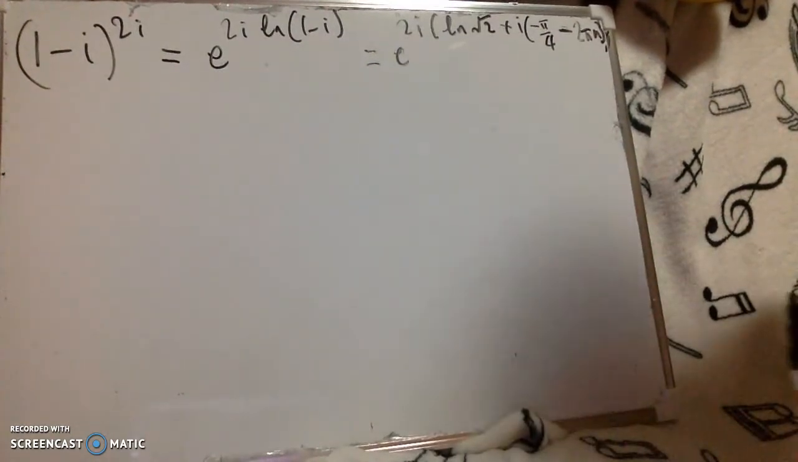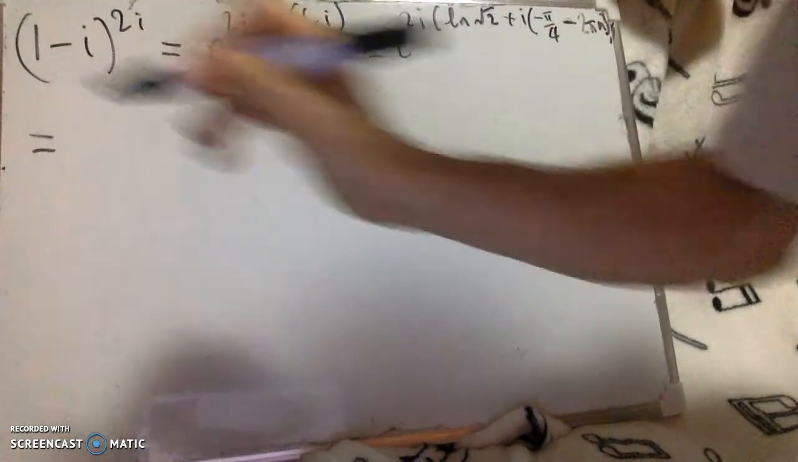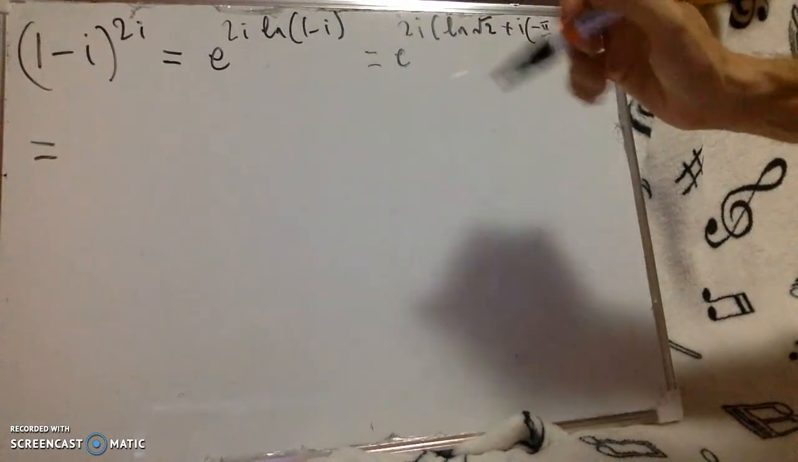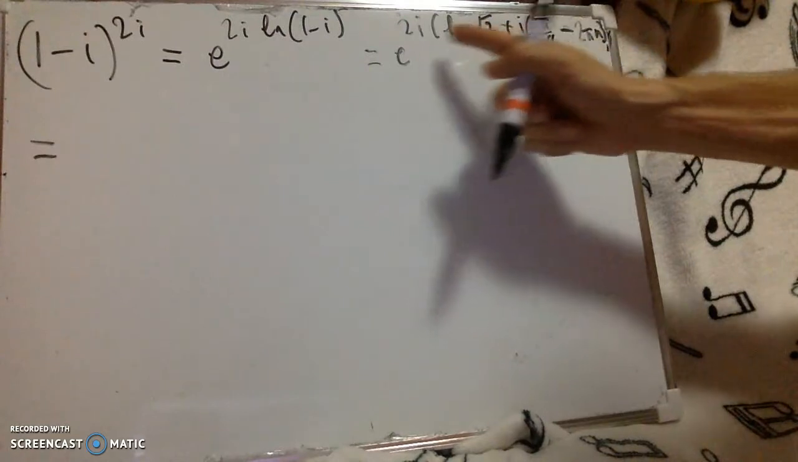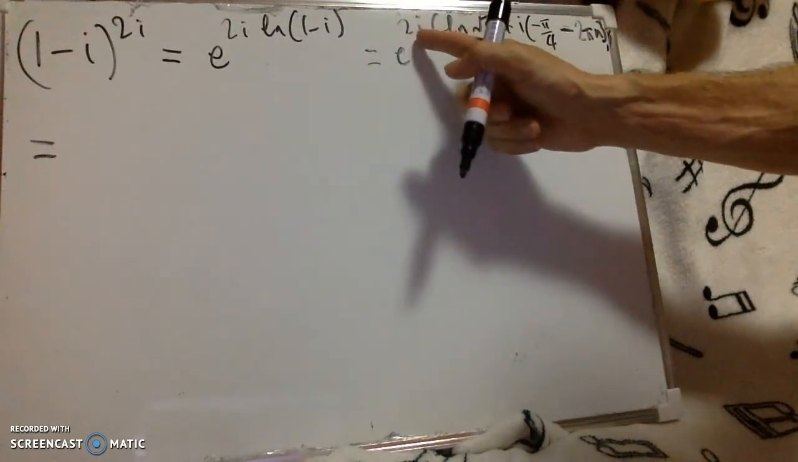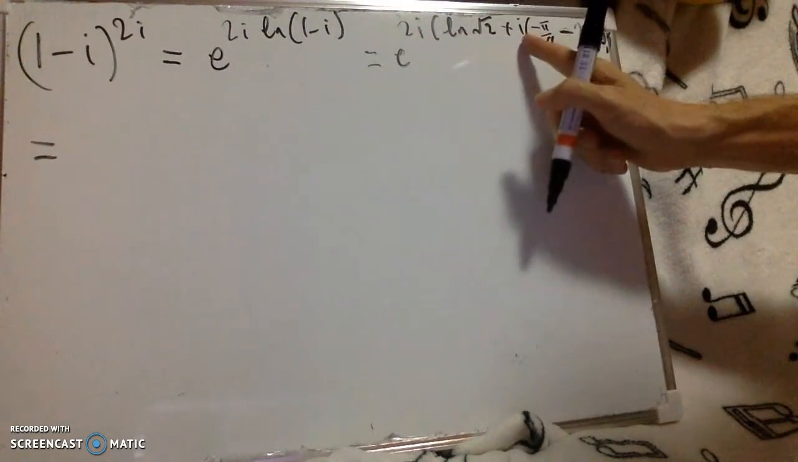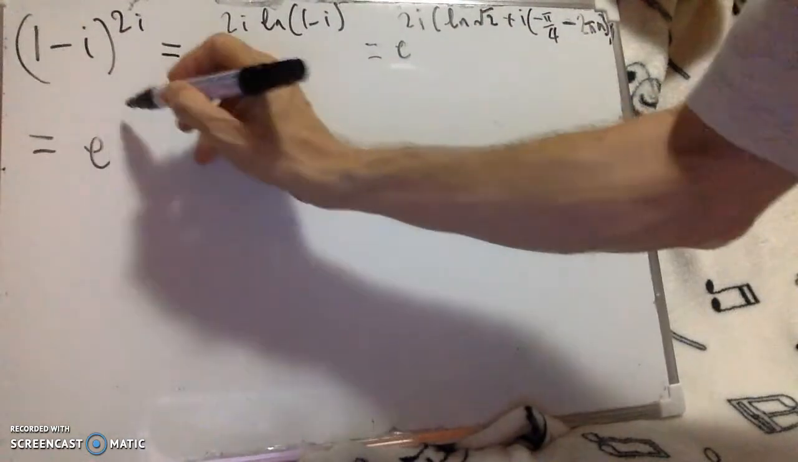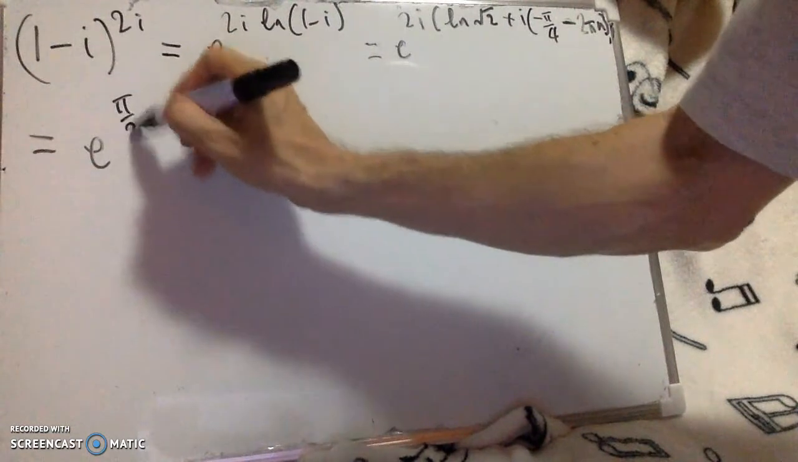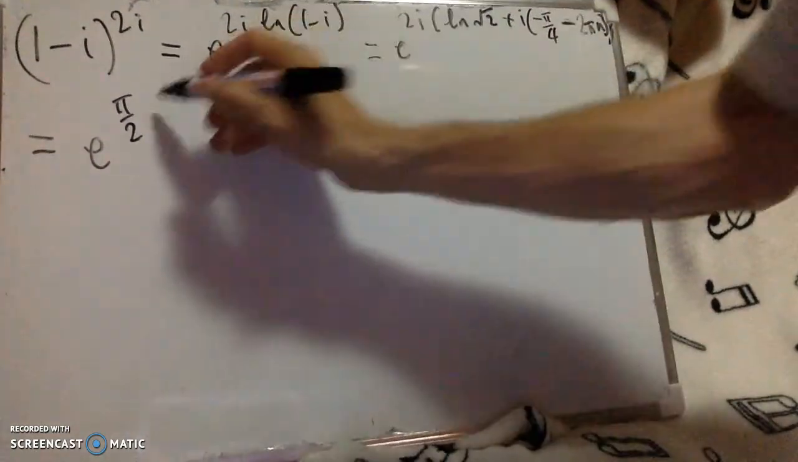So I just expand everything and see what I get. Let's get the real parts first. So the real part inside this first: i times i gives me minus 1. So I'm going to get e to the pi over 2 plus 2 pi n.